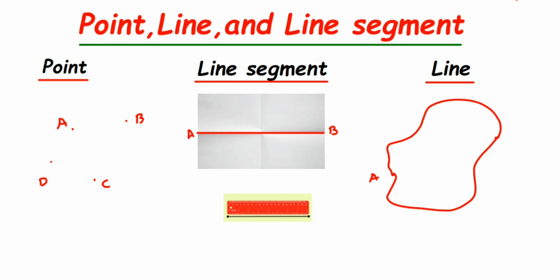Suppose there's a point here on the curve, B. Now what will be the shortest distance from a point A to point B? It will be this one, right? So this is also a line segment. Now how to represent this?